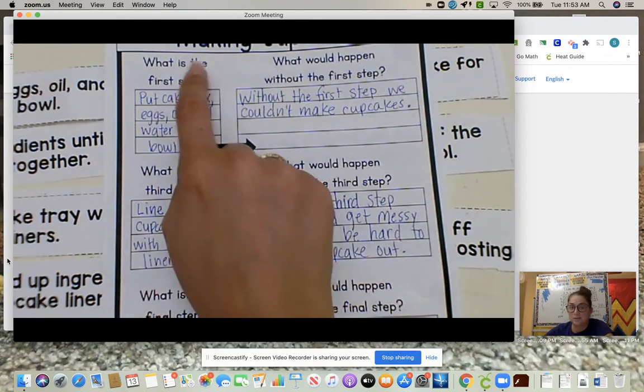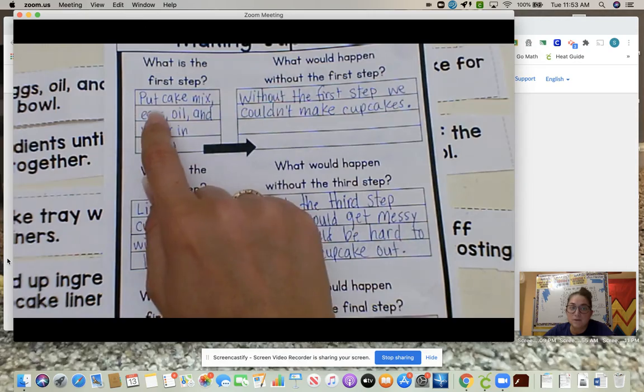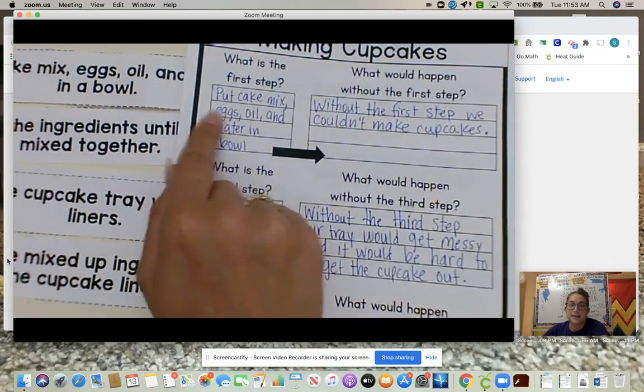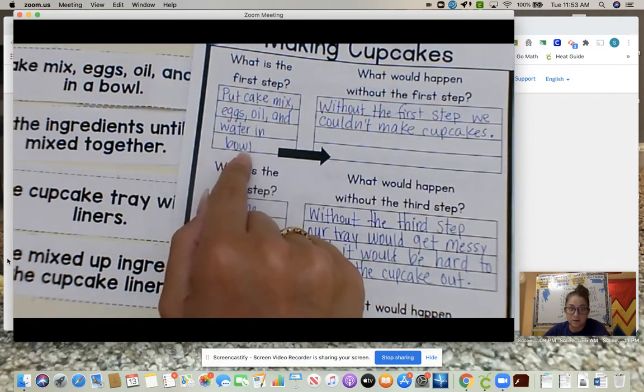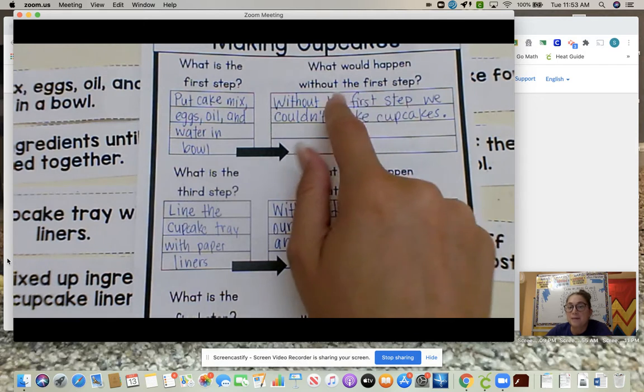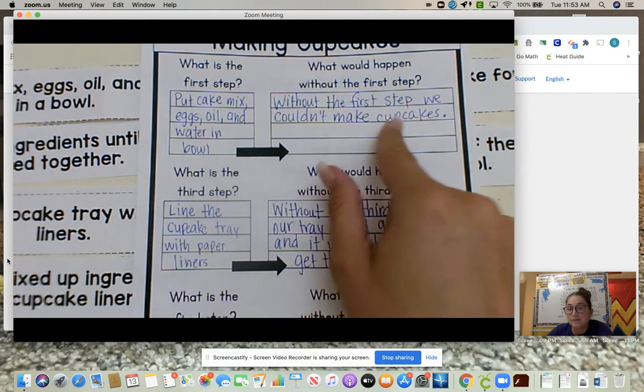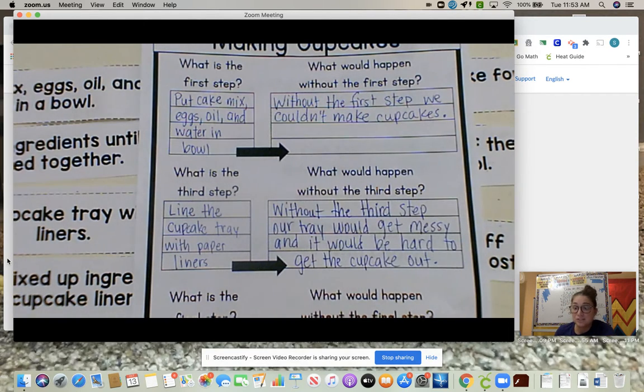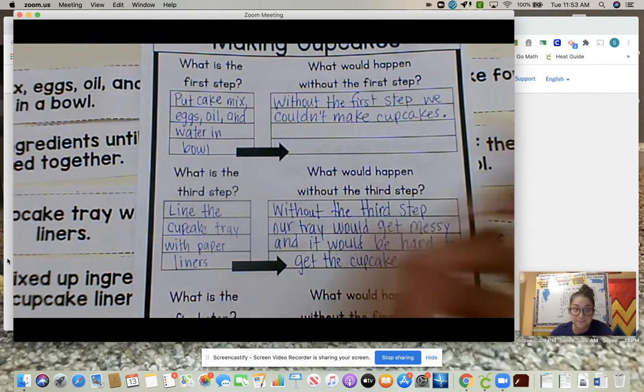Our first question was, what is the first step? Well, our first step was to put cake mix, eggs, oil, and water in a bowl. What would happen without the first step? Well, without the first step, we couldn't make cupcakes because you need the ingredients. If you didn't grab the ingredients and mix them up, there literally would not be any cupcakes to make.